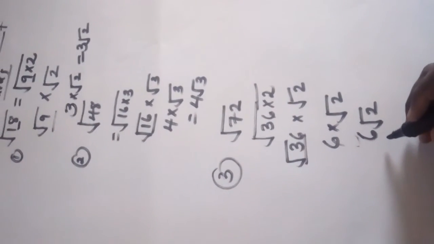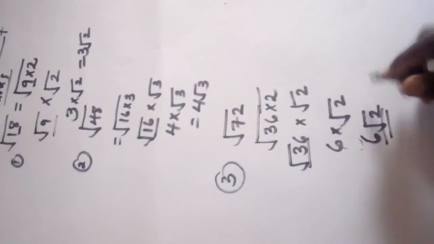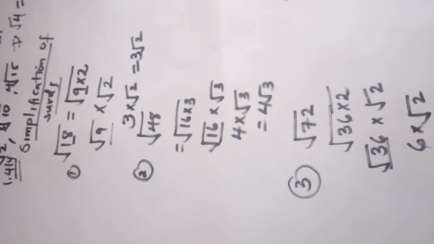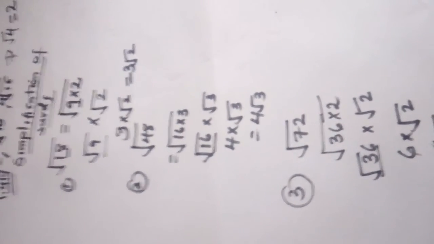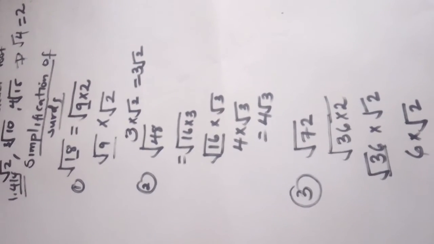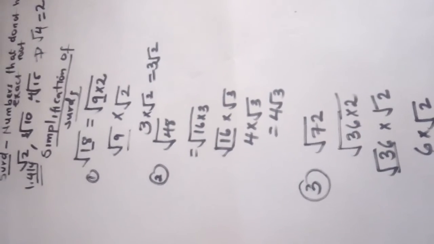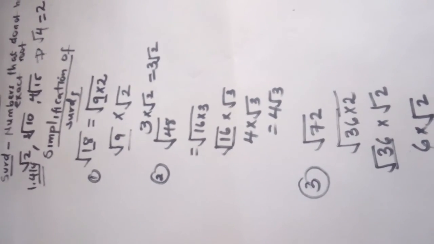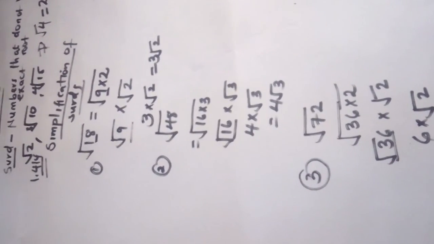So that is how we simplify surds. In the next video, we'll be talking about operations on surds, that is addition, subtraction, multiplication, and division. How are we going to add surds? How are we going to subtract surds? How are we going to multiply surds? And then finally we'll also cover rationalizing the denominator.